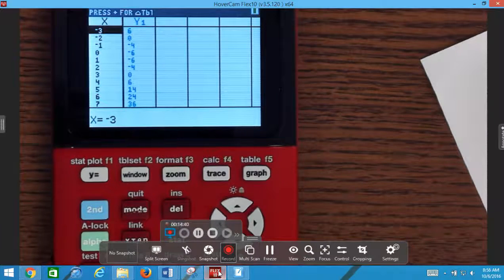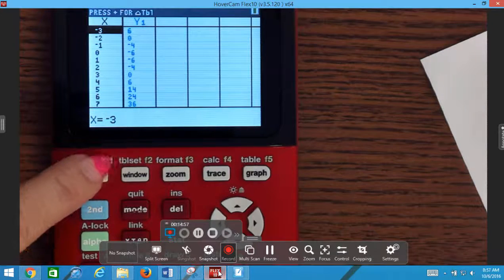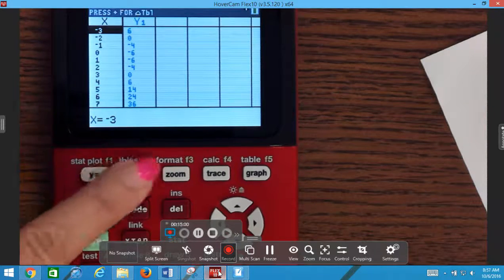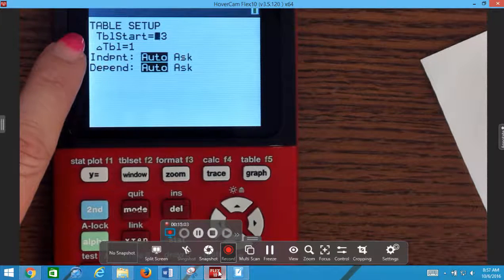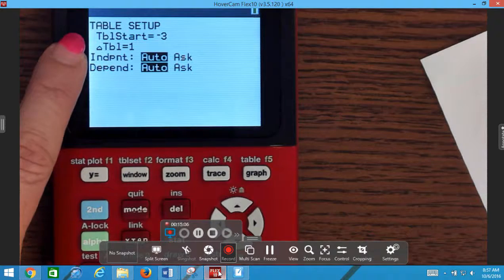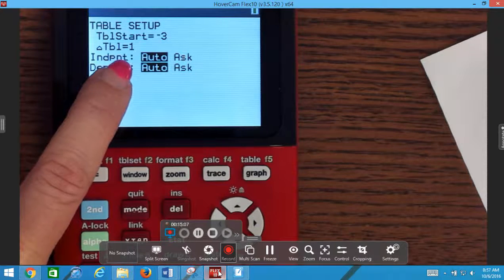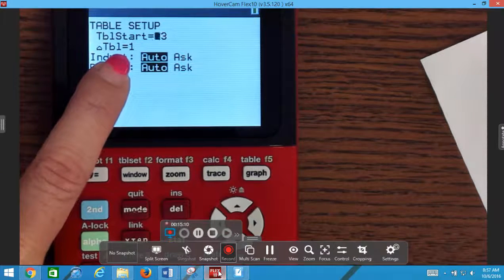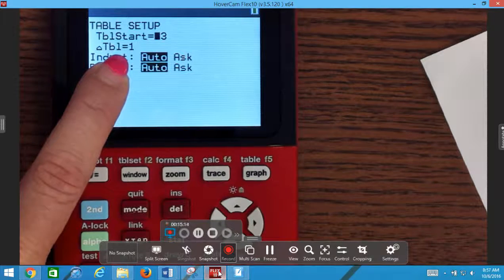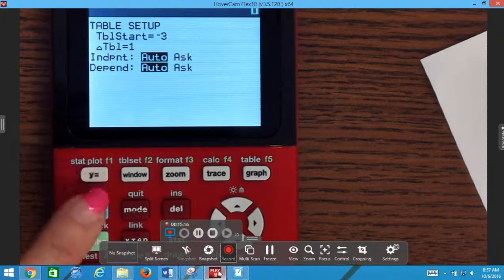So now I'm going to pick the ordered pairs, I don't know, -1, -4. Okay, we have played with the table before. Let's set it back up for you. Go to table set, which is second window. And then you can tell your table to start at whatever number you want it to start at. You can tell your table to count by whatever you want it to count by. So I have mine starting at -3 and counting by 1s. But you can have it start at whatever you want and count by whatever you want.